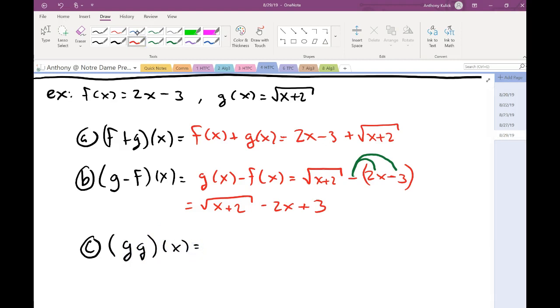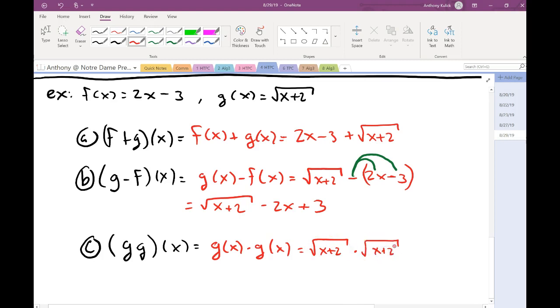Okay, next one we are going to do is g times g of x. So what I can do is just do g of x times g of x. And then if I substitute in, g of x is the square root of x plus 2. So I'm just left with the square root of x plus 2 times square root of x plus 2. Can I simplify this expression? Yeah. What can I do here?